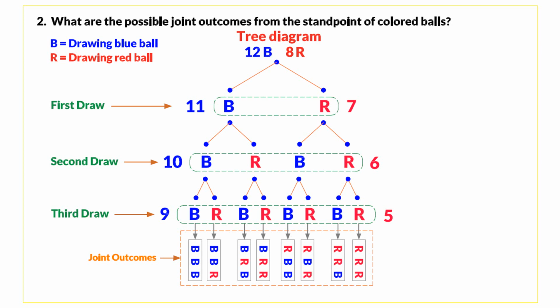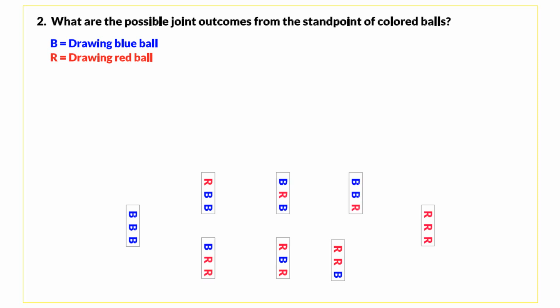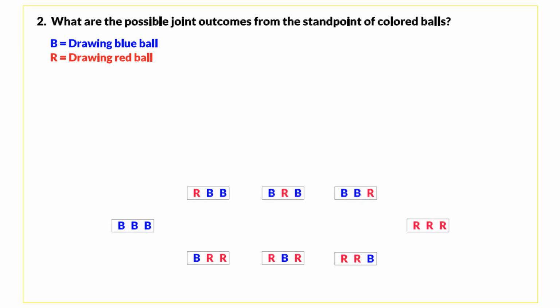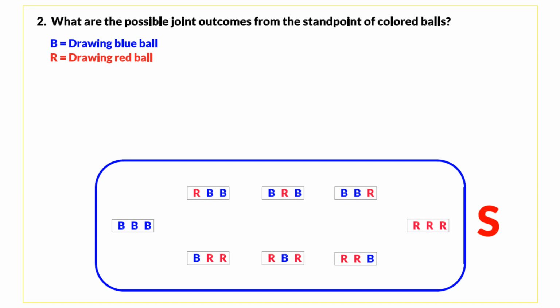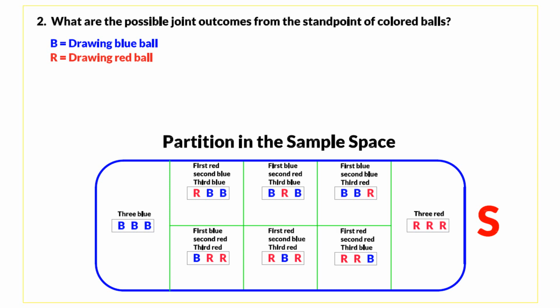So let us isolate all the joint outcomes and put them in order, turn them around and put them in the sample space. So now we created a partition in the sample space, and we have to name each event. So this event is picking first red and second blue and third red, and this event here is picking first blue, second blue and third red, and so on.